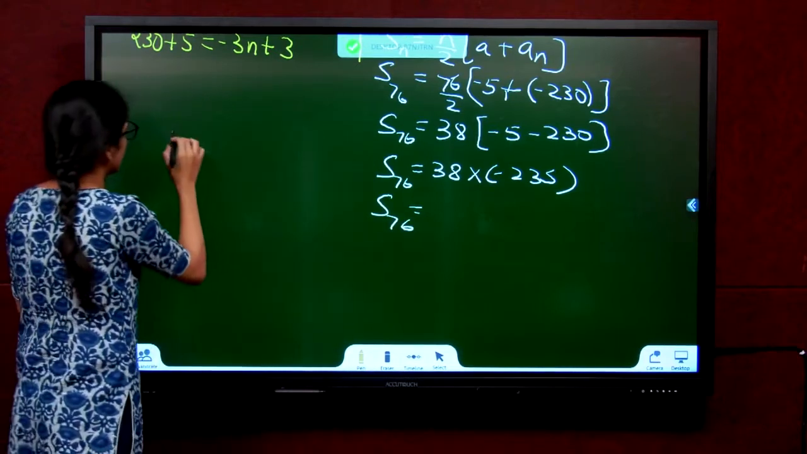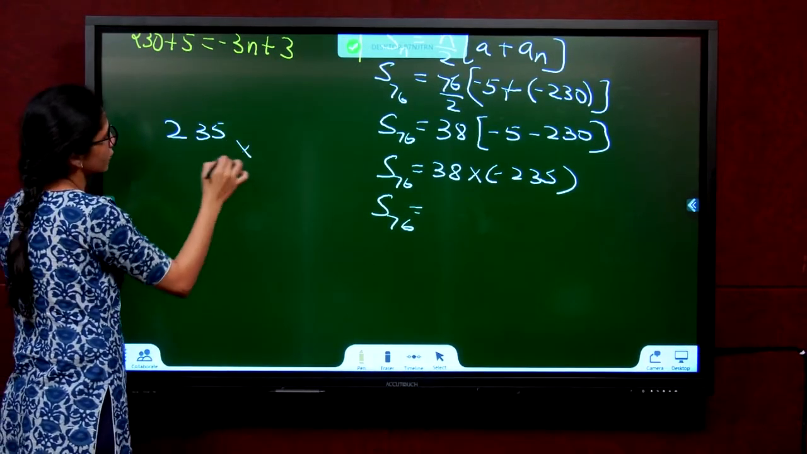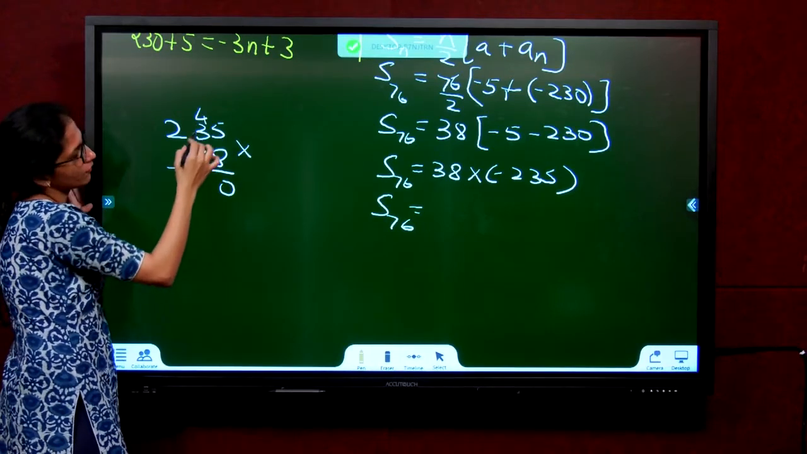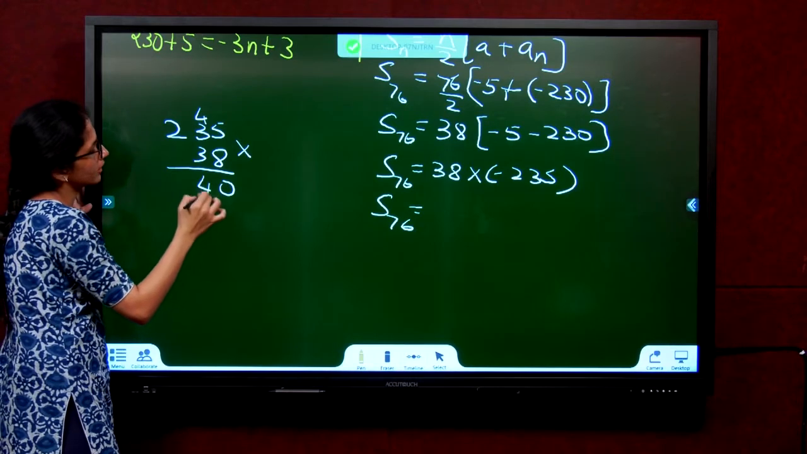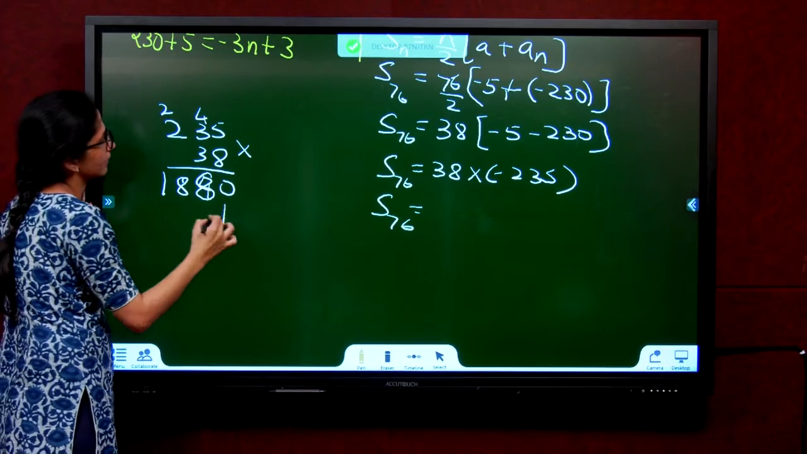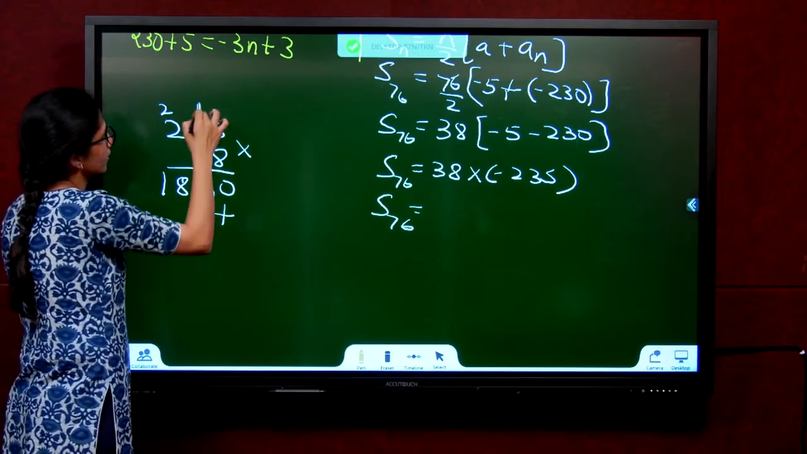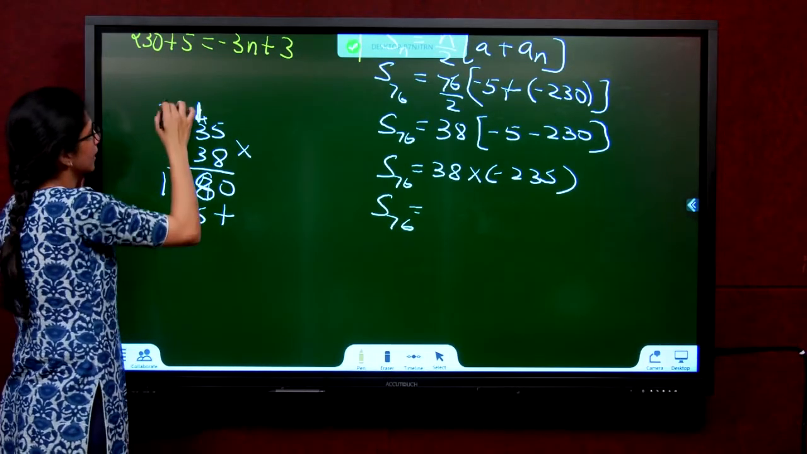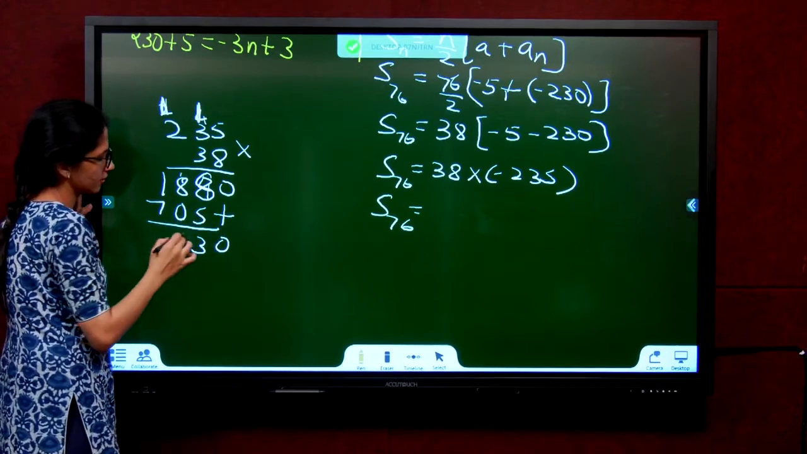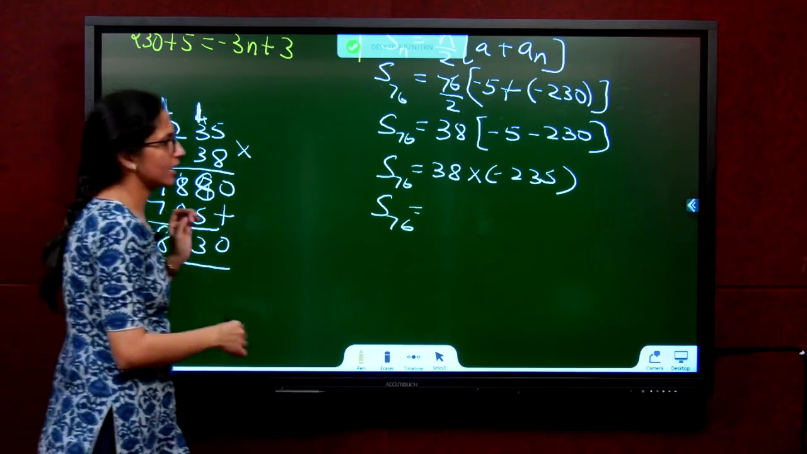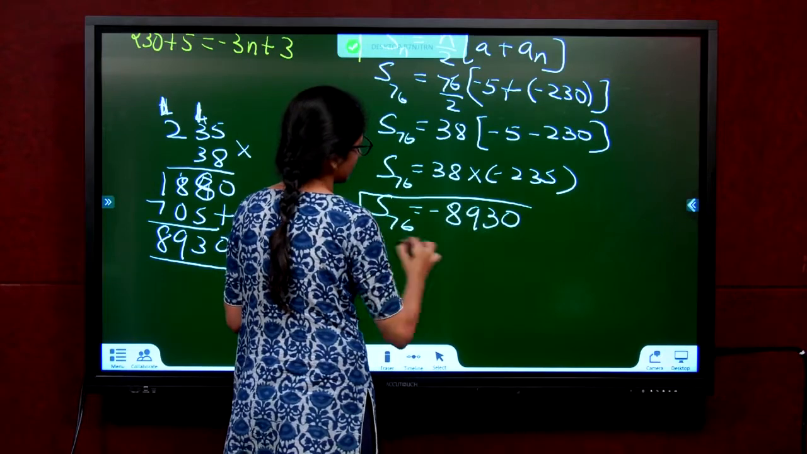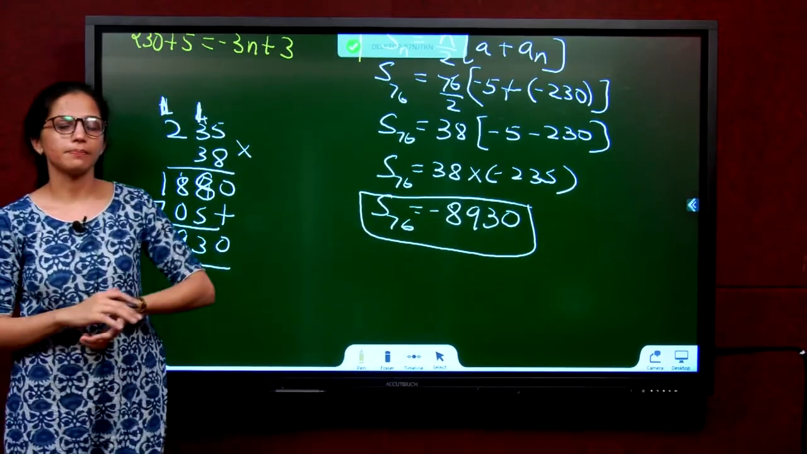Multiplication basic. So 235 into 38. 8 5s are 40. 8 3s are 24. 24 plus 4, 28. 8 2s are 16. 16 plus 2, 18. Plus 3 5s are 15. 3 3s are 9. 9 plus 1, 10. 3 2s are 6. 6 plus 1, 7. This is 13, this becomes 9, 8. 8, 9, 3, 0. Since there is a negative sign here, minus 8930 will be the sum.